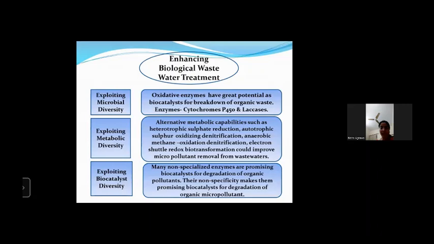How can we enhance biological wastewater treatment? This can be done by exploiting microbial diversity, metabolic diversity, and biocatalyst diversity. Exploiting microbial diversity is basically done with the help of oxidative enzymes, which have great potential as biocatalysts for breaking down organic waste.